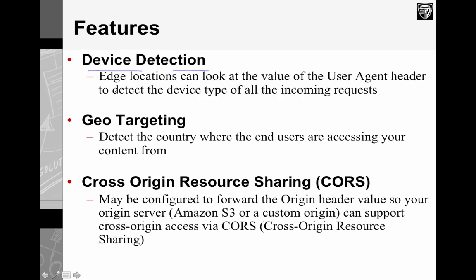Device detection. The edge locations can look at the value of the user agent, which has information as to what type of device it is. Is it an iPad? Is it an iPhone? Is it an Android device? Is it a desktop? Is it a laptop? Is it a tablet? All that information is there in the user agent, and the CloudFront edge sites identify those things and report on those things. You actually get reports in your console.